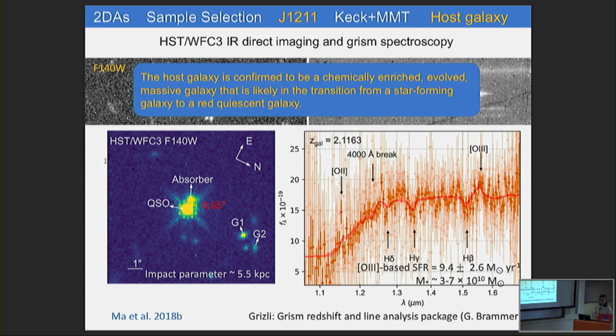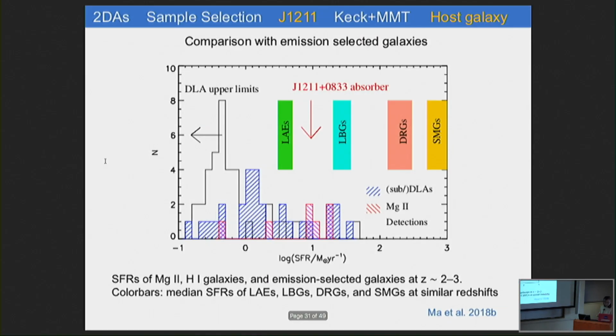So this host galaxy is confirmed to be a chemically enriched, evolved, massive galaxy that's likely in the transition from a blue star-forming galaxy to a red quiescent galaxy, the so-called post-starburst. I further compared its star formation rate with emission-selected galaxies at similar redshifts.